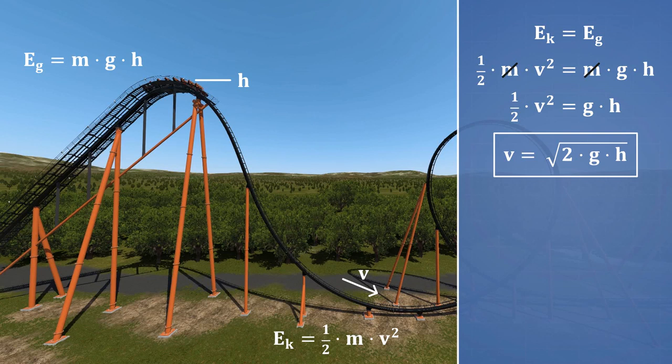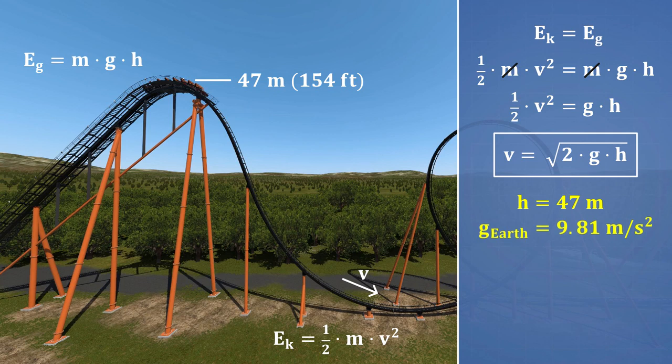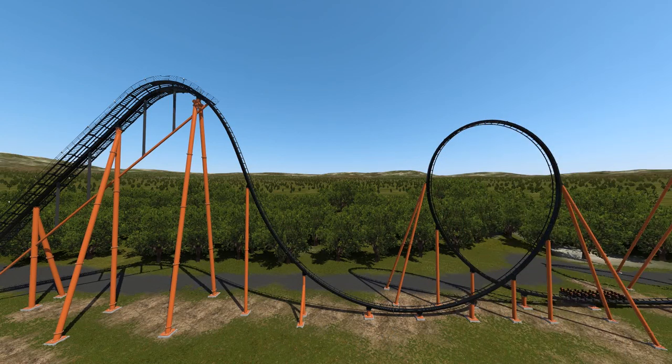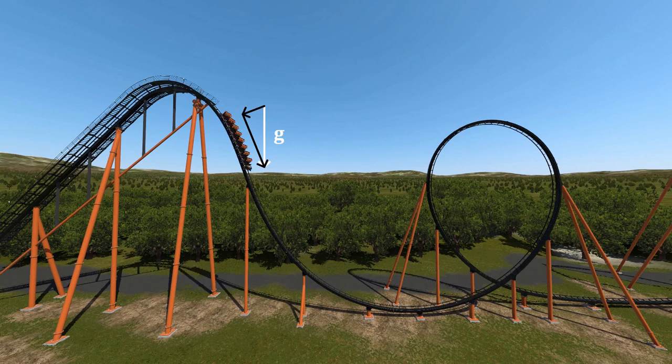This roller coaster has a drop that is 47 meters tall, and since we are currently on Earth, we will plug in g as 9.81 meters per second squared. This gives a final speed at the bottom of the drop of 30.4 meters per second, or about 109 kilometers per hour. If we want to know the acceleration of the train during the drop, then we can draw a vector for the acceleration due to gravity, and we can break it up into two components, one parallel to the track, and one perpendicular to the track.